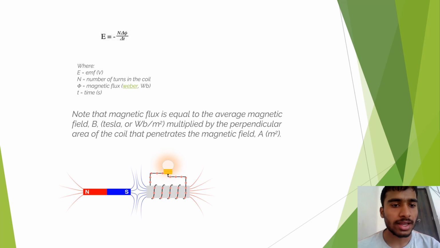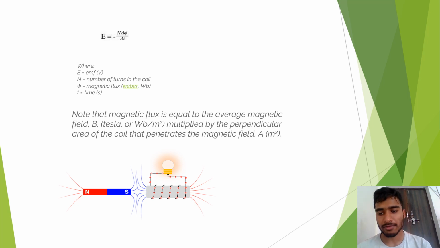Phi is the magnetic flux, in Weber (Wb). Phi is the strength of the flux that it is producing. The more the magnetic flux, the more the EMF produced; EMF is proportional to magnetic flux. T is time: with respect to time, how rapid the movement is, how fast the magnet is moving toward and away from the loop.